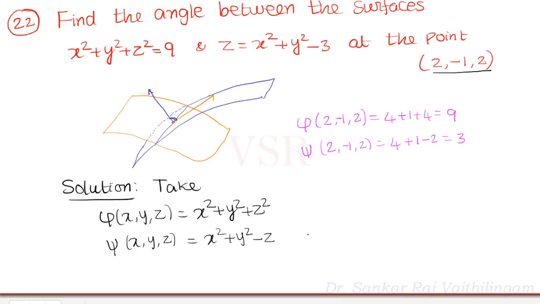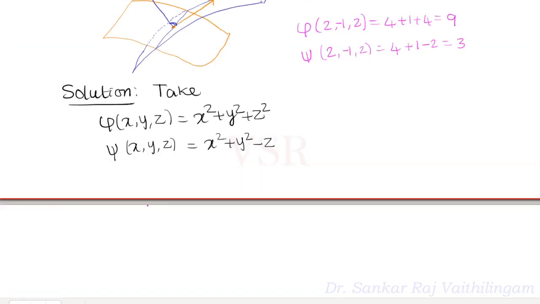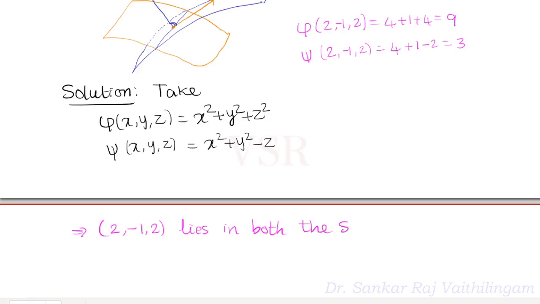So what we see is that the point 2, minus 1, 2 lies on both the surfaces. The first surface is phi of x, y, z equal to 9, and psi of x, y, z equal to 3. This point lies on both surfaces.